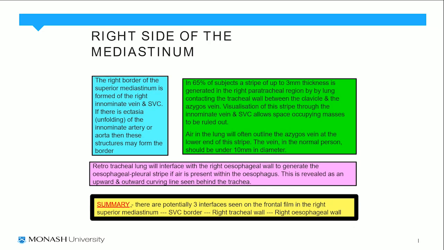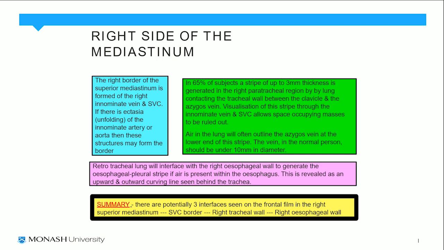So looking at the mediastinum, the right side of the mediastinum and the right border is formed by the right innominate vein and the superior vena cava. There is ectasia or unfolding of the innominate artery or aorta, and these structures may form the border. In about 65% of subjects, a stripe of up to 3 mm thickness is generated in the right paratracheal region, and that is by the lung contacting the tracheal wall between the clavicle and the azygos vein.